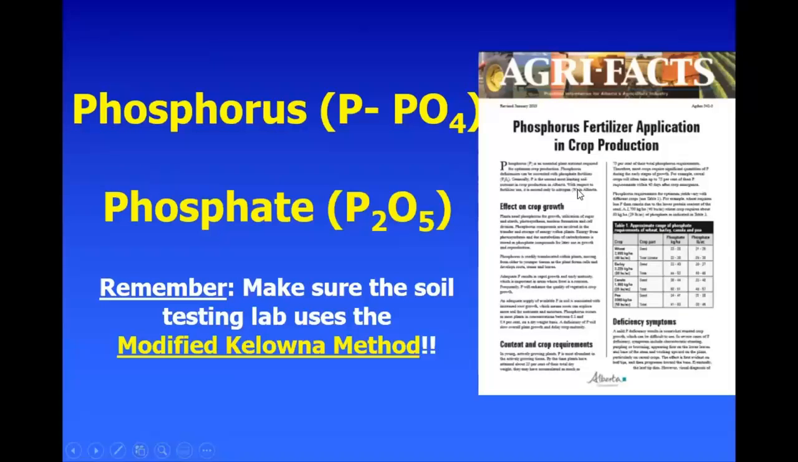Just as a reminder, when you're sending your soil samples to a lab, make sure that in Alberta they use the modified Kelowna method. If you're in Manitoba, for example, you want the sodium bicarbonate method to be used, but for Alberta, that's the recommended method. All our soil test calibration work for the last 30 years in Alberta has been done with this particular method.